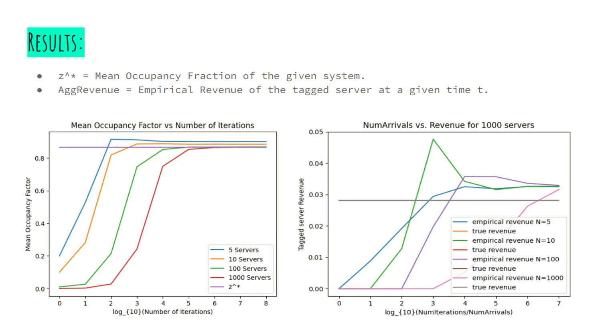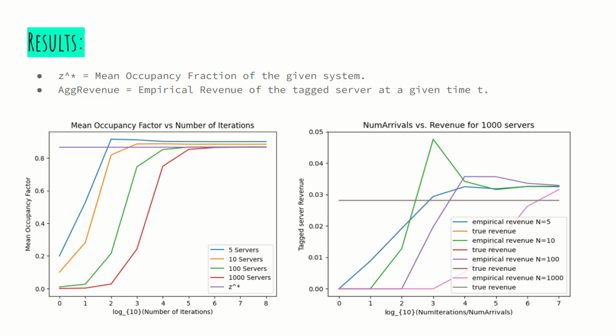Now these are our results. In the graph, Z star is the mean occupancy fraction, which means that at a given arrival, we calculate the fraction of servers that are actually occupied, and we plot it here. At a given arrival, we also calculate the aggregate revenue of the tagged server, and we plot it as follows.